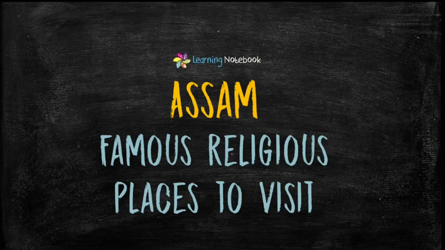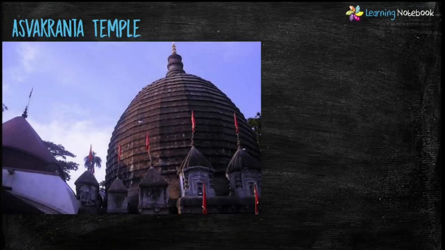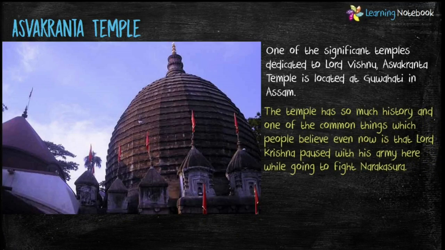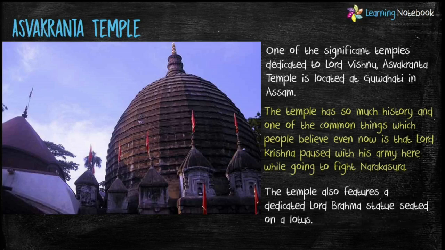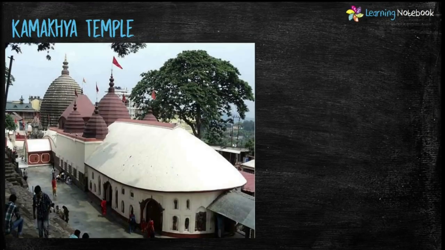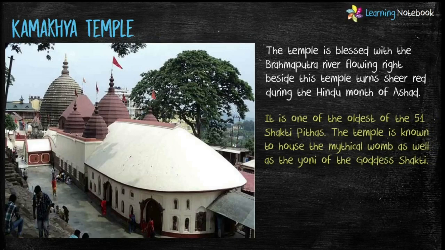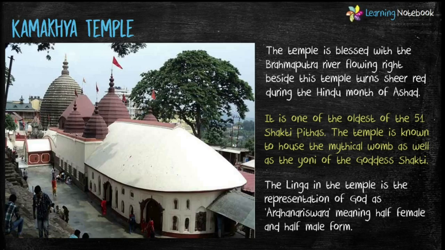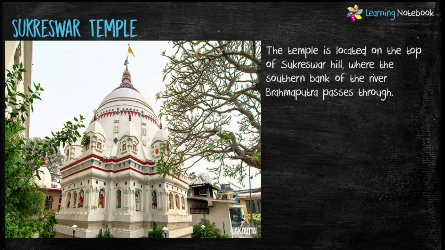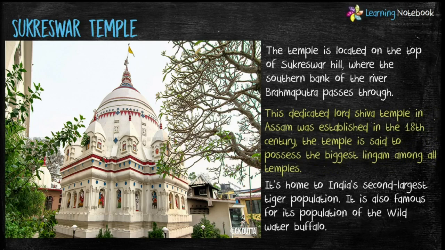Now let's learn about famous religious places to visit in Assam. First religious place of Assam is Ashwakranta Temple, which is dedicated to Lord Vishnu. Next is Kamakhya Temple, which is dedicated to Goddess Shakti. Let's see the next religious place of Assam, which is Sukreshwar Temple, and it is dedicated to Lord Shiva.